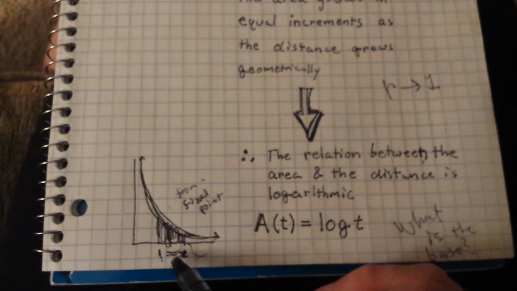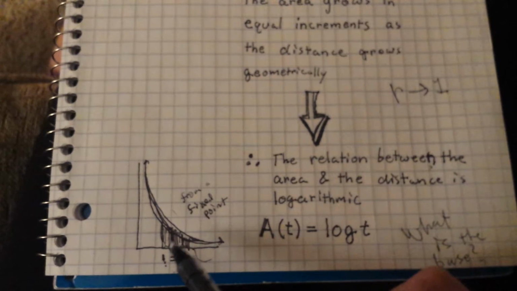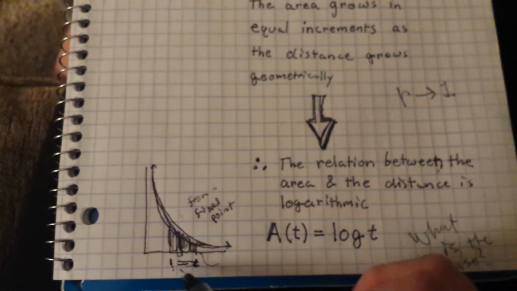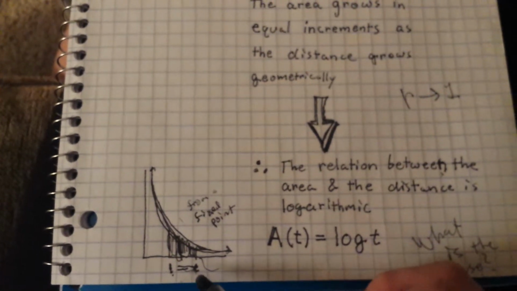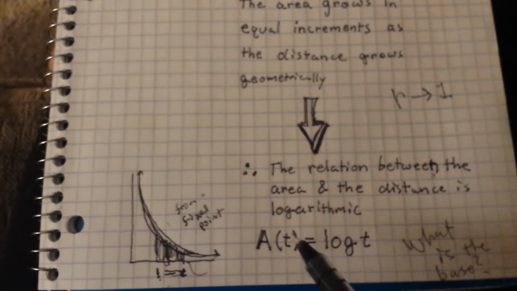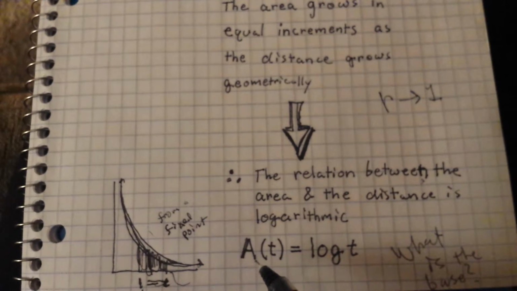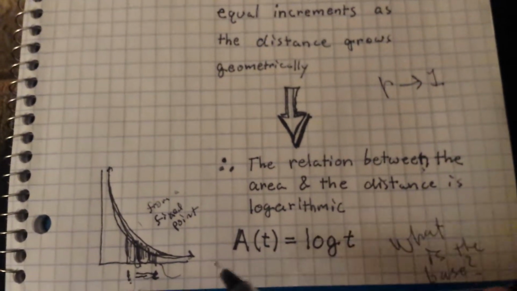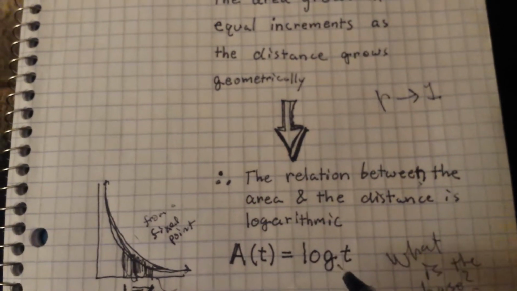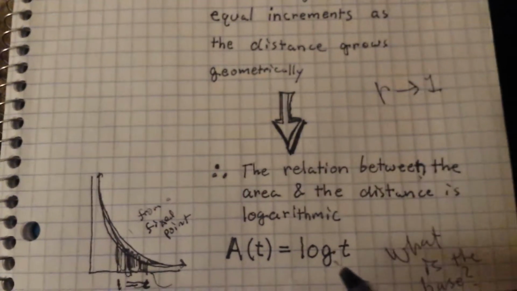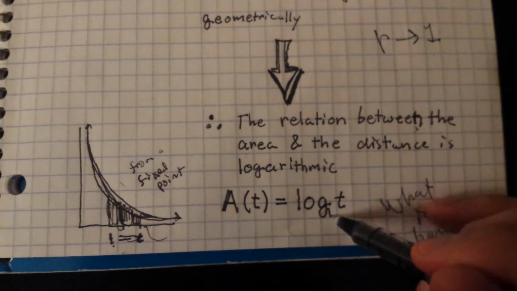So the area under the hyperbolic curve from a fixed point to a point t is a function of t, and it is in fact log t, okay, for some base.